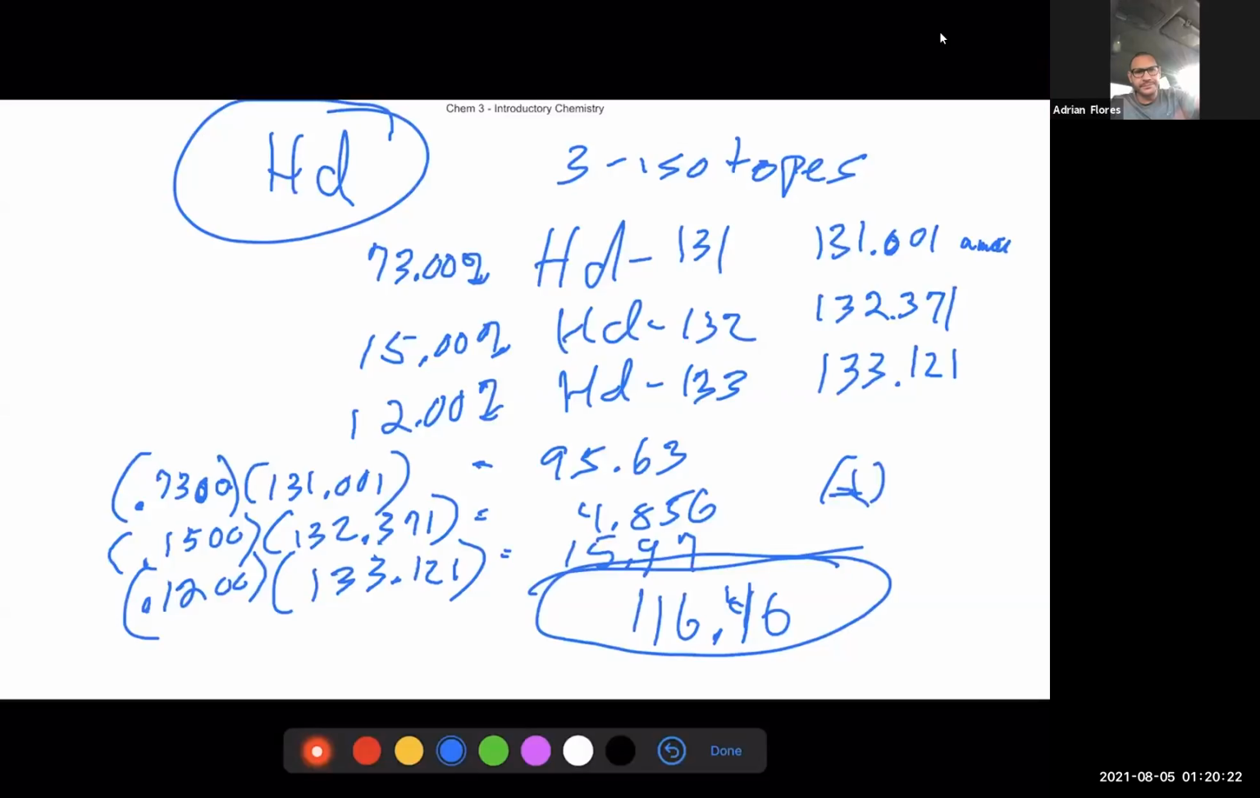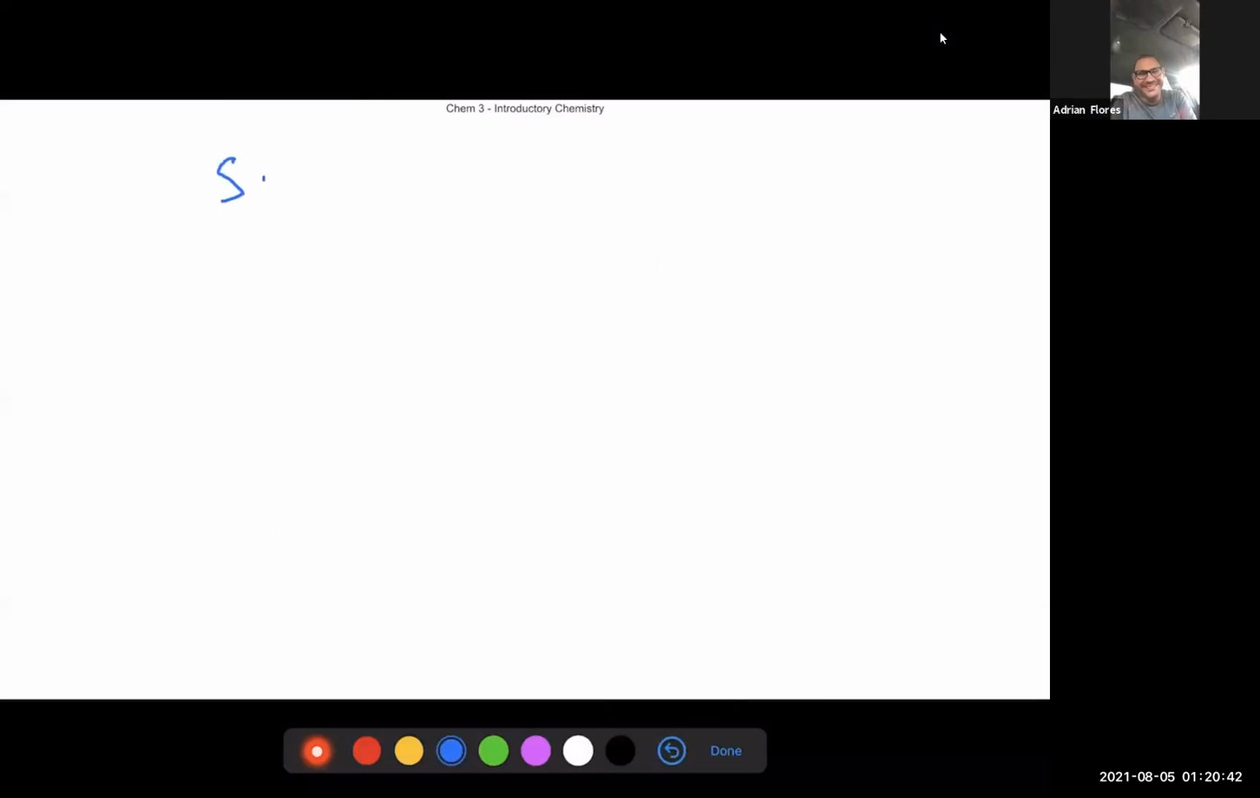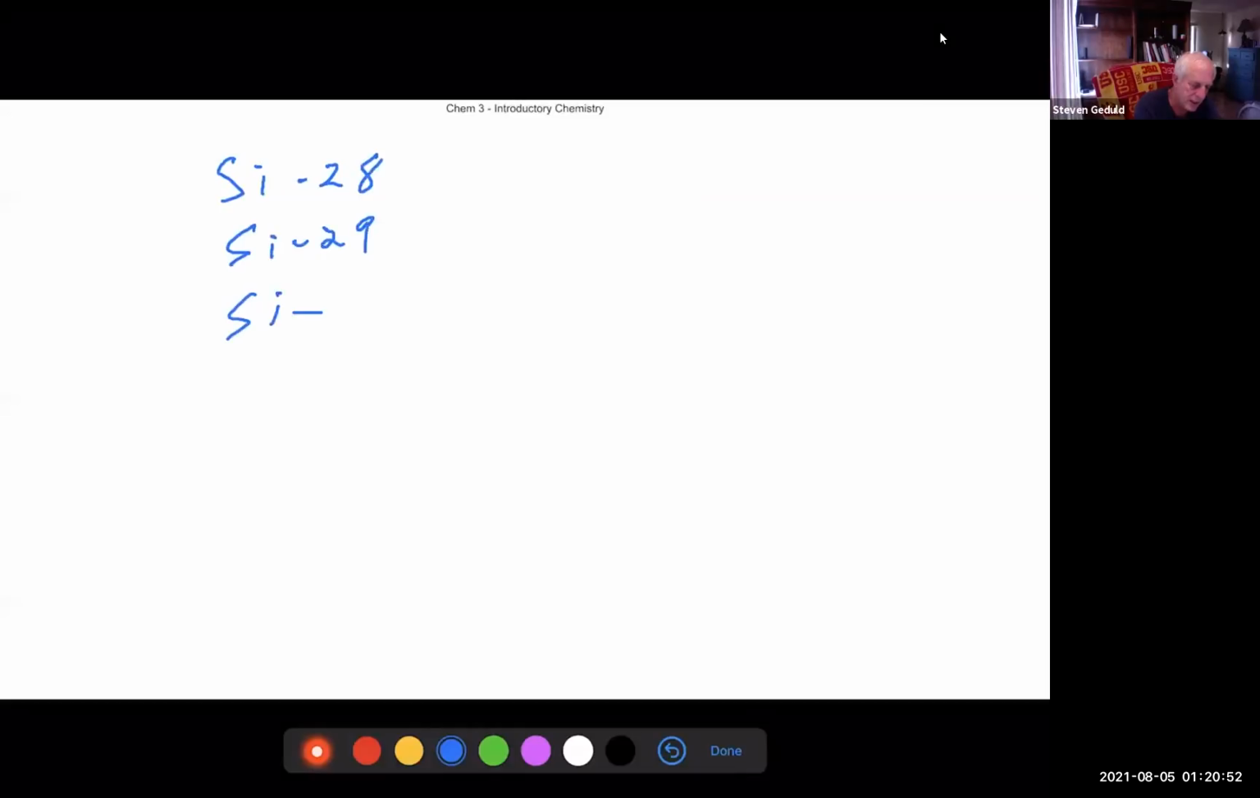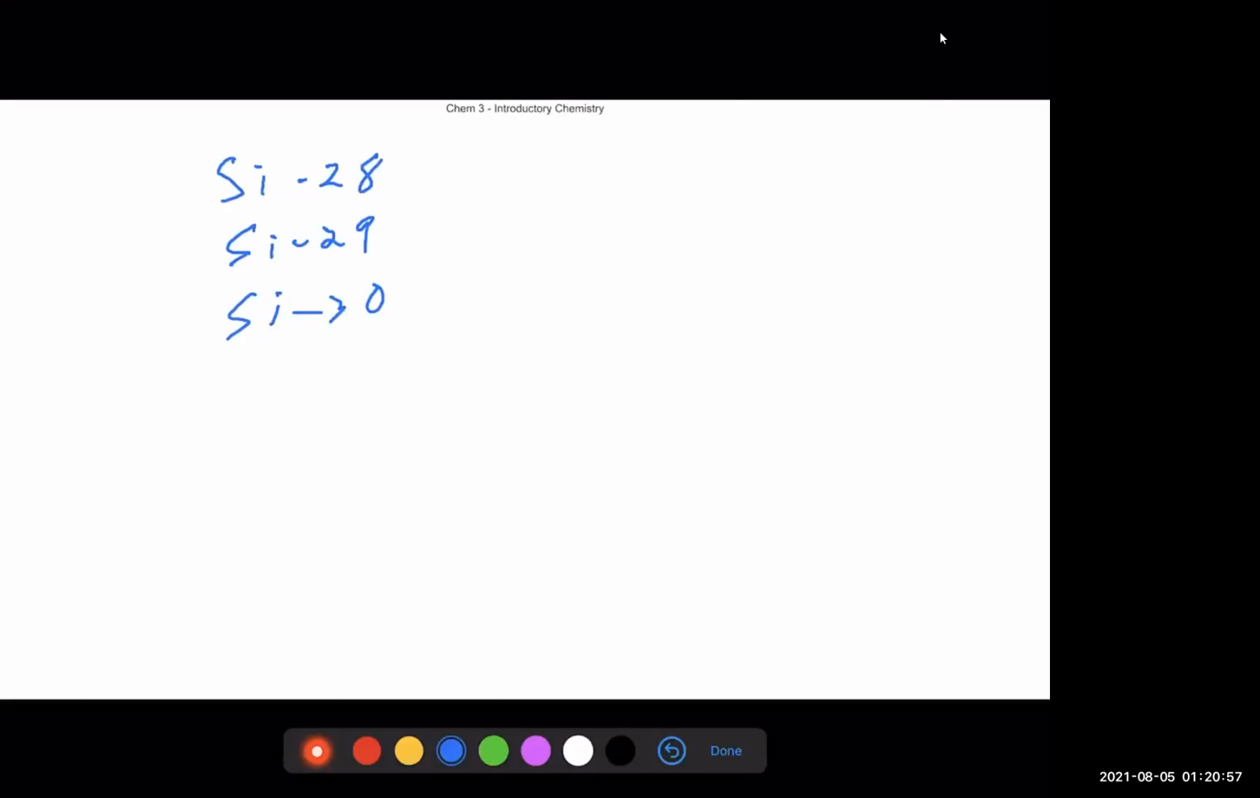Okay, let's do one that's on the periodic table so we can double check it. Let's say silicon. Silicon has 3 isotopes, just like Harley Davidsonium did: silicon 28, 29, and 30.